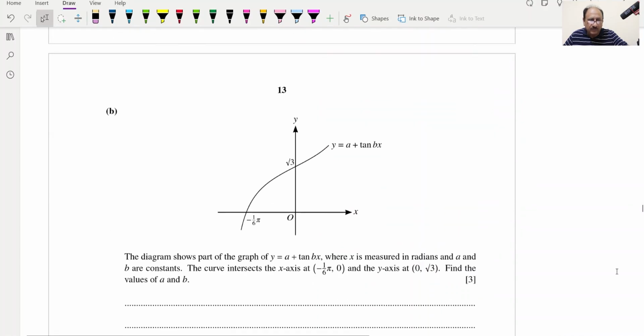Hopefully you got this. Now b part says the diagram shows a part of the graph of y is equal to a plus tan bx. This is the function. So x is measured in radians and a and b are constants. The curve intersects the x-axis at minus pi by 6 and the y-axis at 0 and under root 3. Find the value of a and b, and this is a 3-mark question.